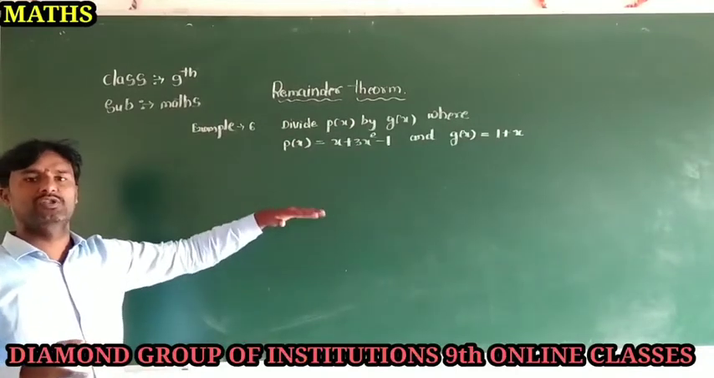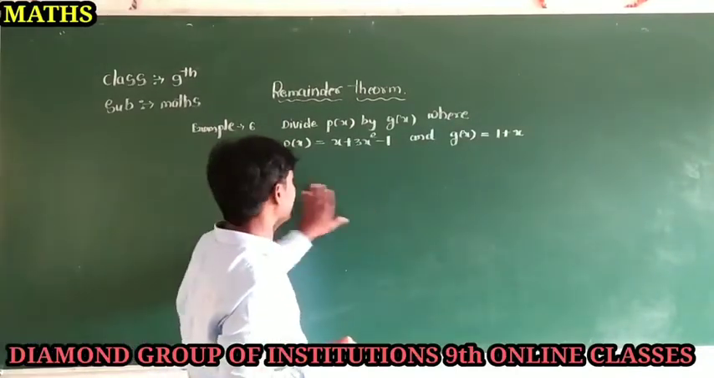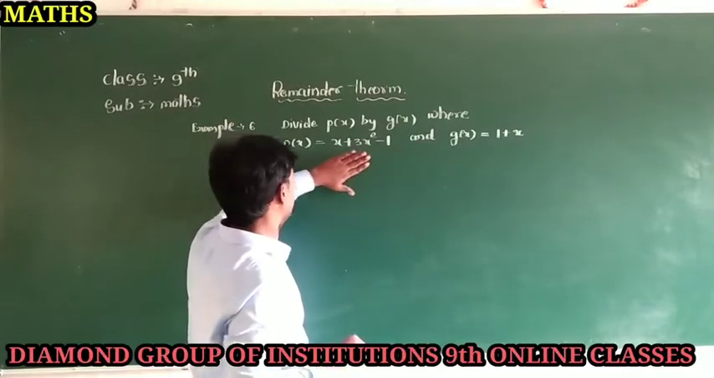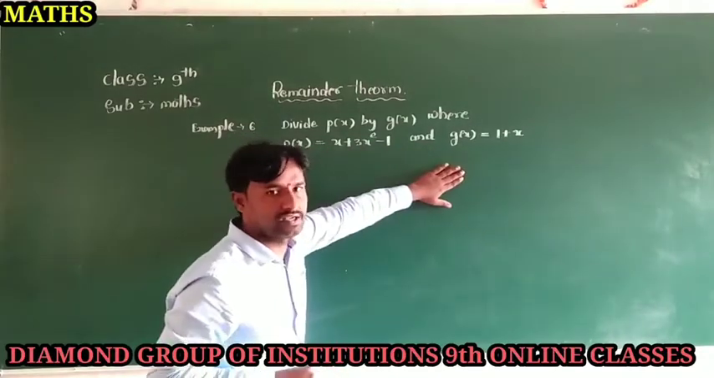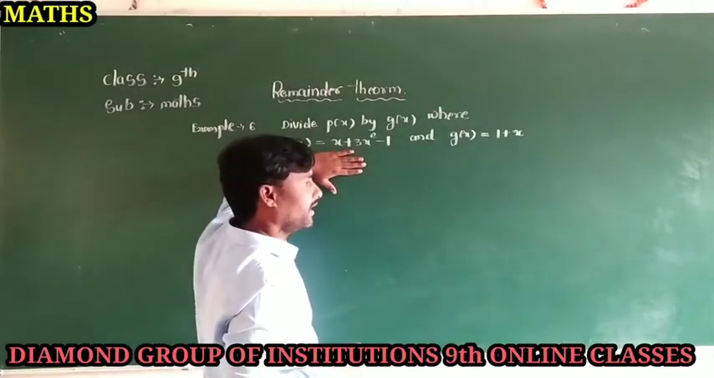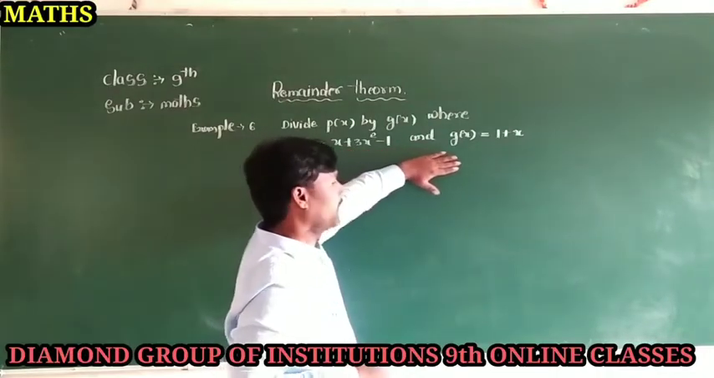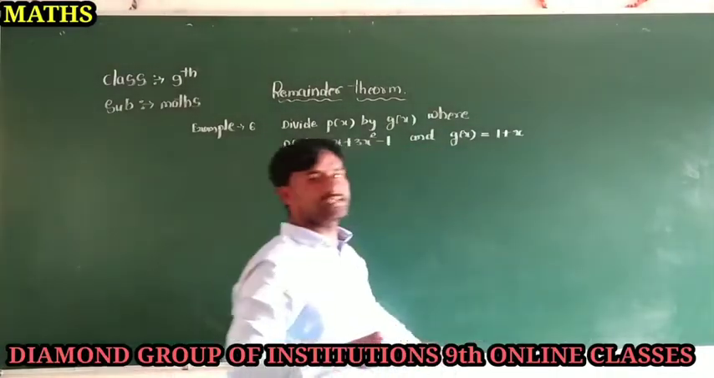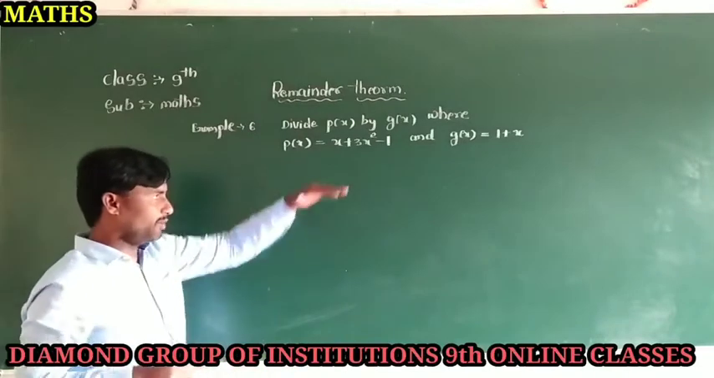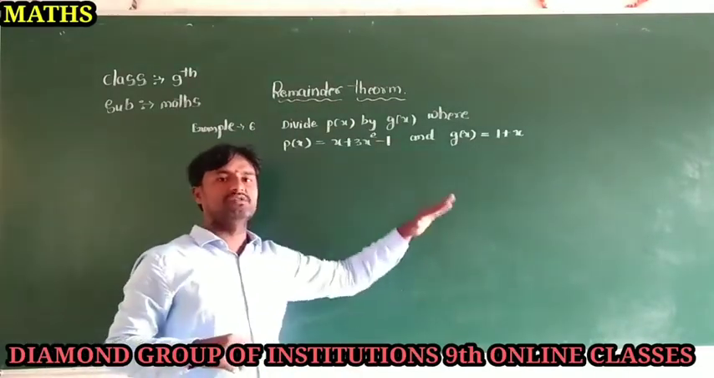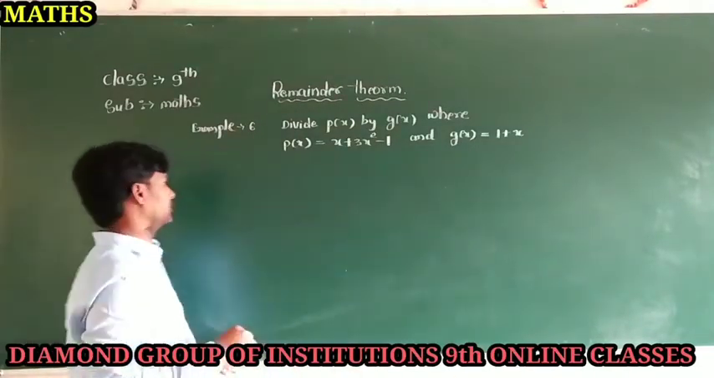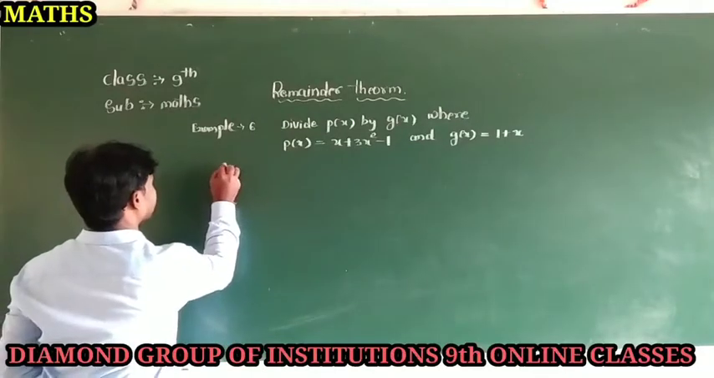So how can we do the division, dear students? Okay, let us see this polynomial. Here p of x and g of x are given. P of x is 3x square plus x minus 1 and g of x is equal to 1 plus x, dear students. Now I am doing the division first. Afterwards we will go to the remainder theorem. Let us look at the board.